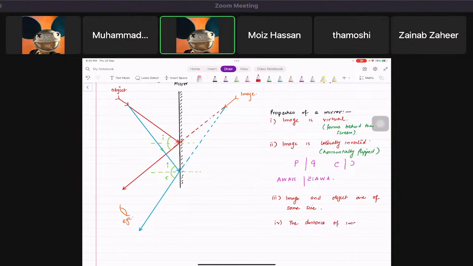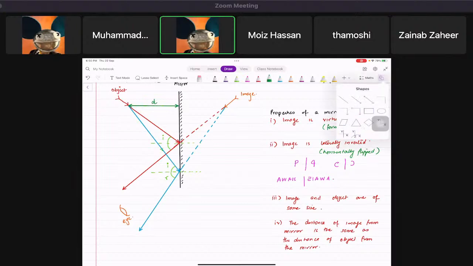And now the fourth one is that the distance of the image from the mirror is the same as the distance of the object from the mirror. What I mean by this is that if you try to find out this distance from here till here, this distance t will be equal to this distance t. Do you understand?